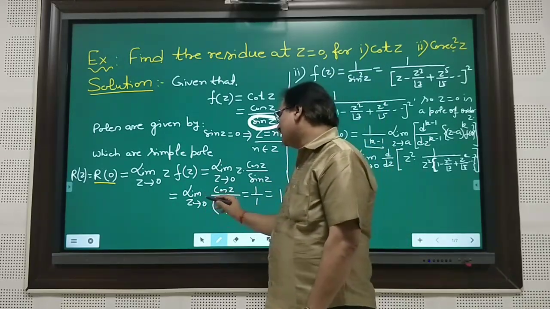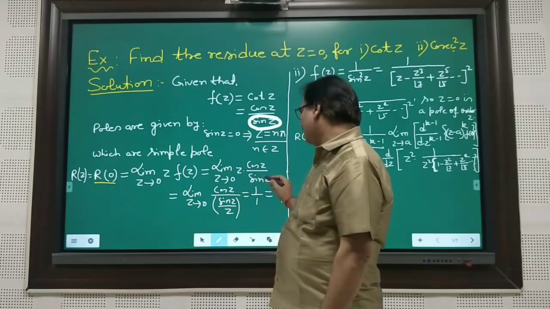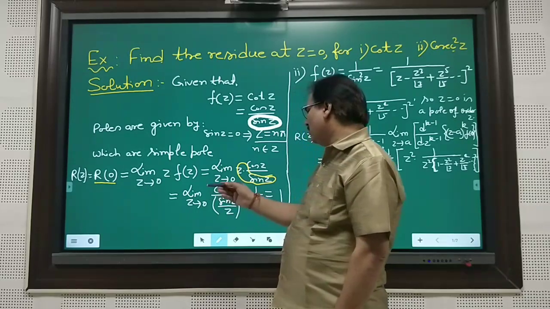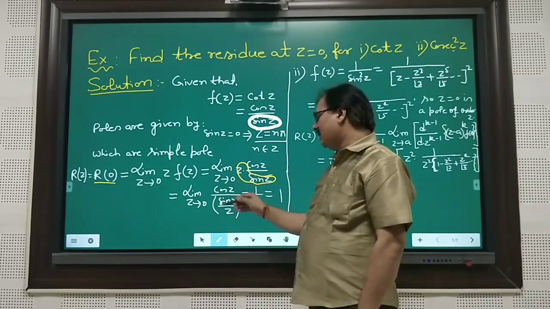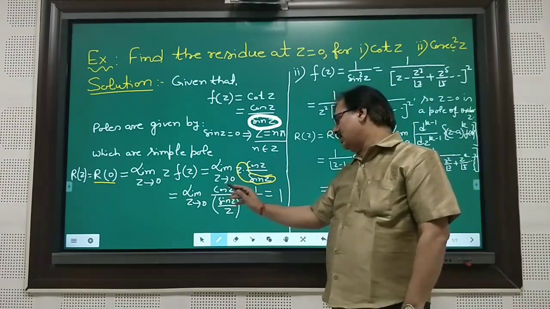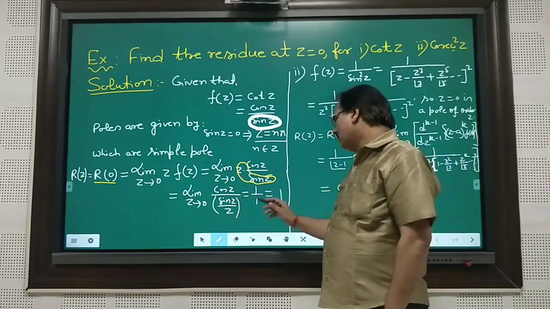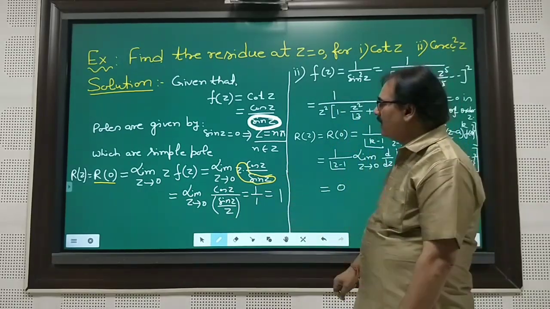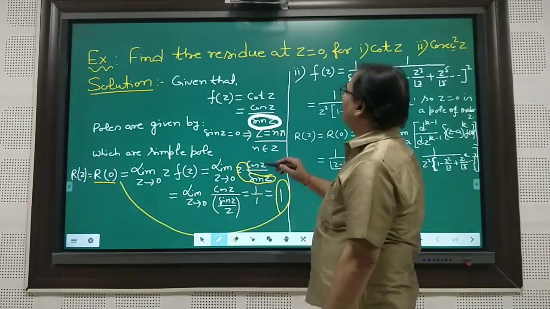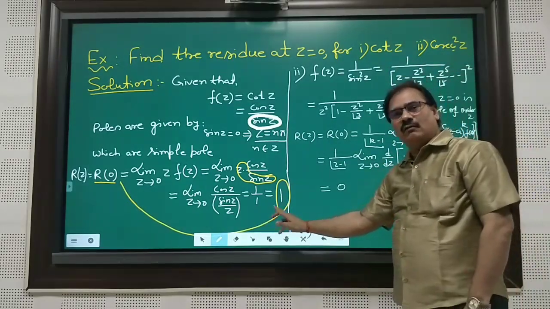Z into f(z) is cosine z divided by sin z, and on simplification, the limit as z tends to 0, you can rewrite this part by taking cosine z divided by sin z by z. You know how to calculate the limit with the help of the fundamental theorems of limits. You can distribute the limit here, and you will get cosine 0, that is 1, and here that is also 1. So you got R(0) is equal to 1. So the residue at z equal to 0 in the first case is 1.